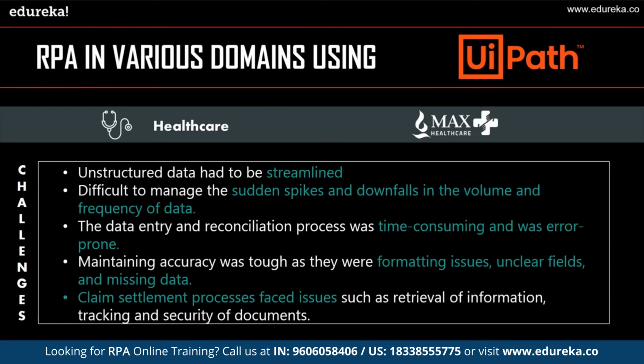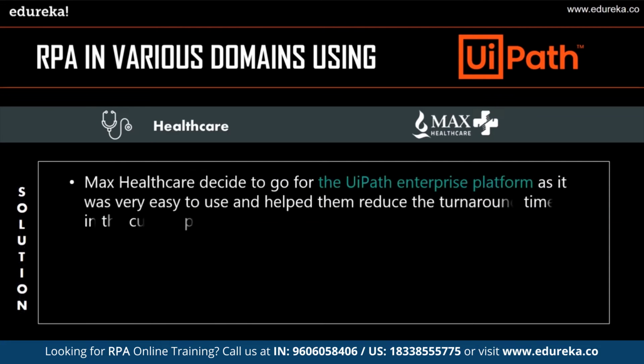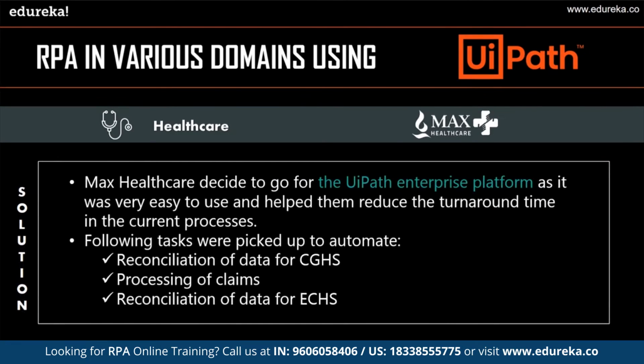So, to avoid these challenges, Max Healthcare decided to go for UiPath's enterprise platform as it was very easy to use and helped them reduce the turnaround time in the current processes. Since the company wanted to start with only a few tasks, they picked up tasks such as the reconciliation of data for CGHS, the processing of claims, and the reconciliation of data for ECHS. So, a UiPath robot was developed to extract the customer-related information from PDF files and Outlook messages. After the data is collected, it is populated in a CSV format to integrate with the client's database.